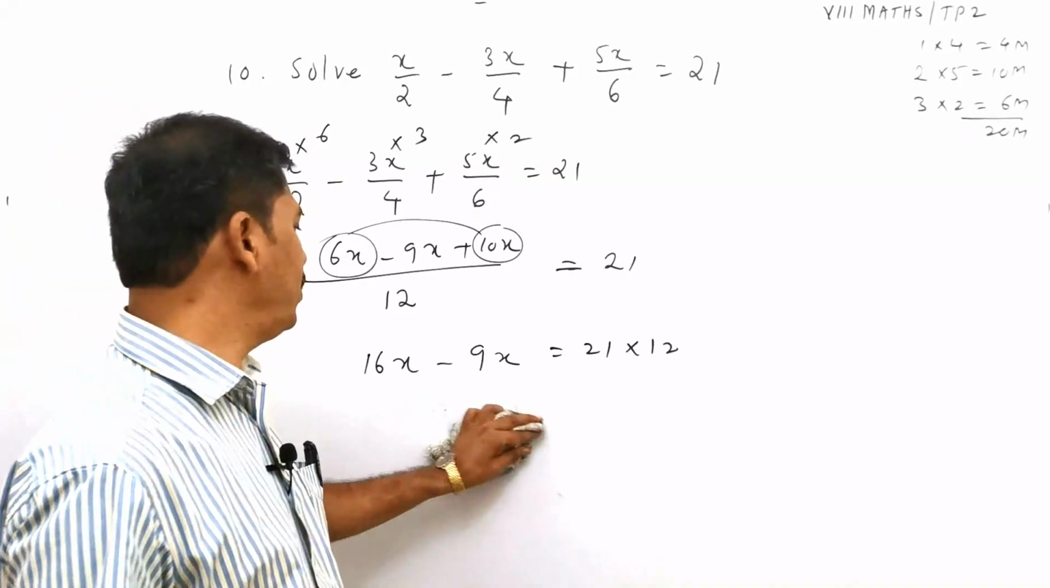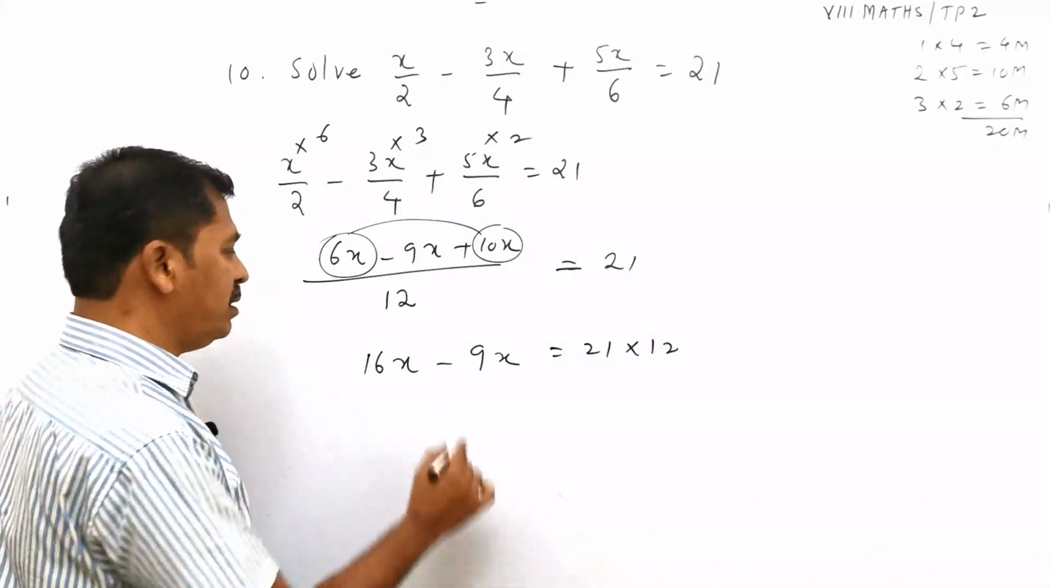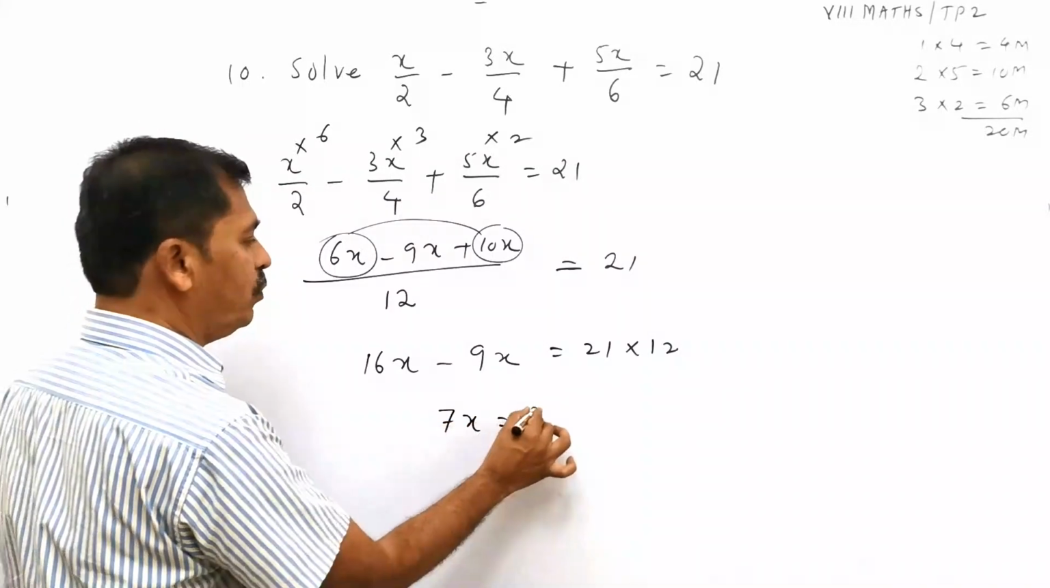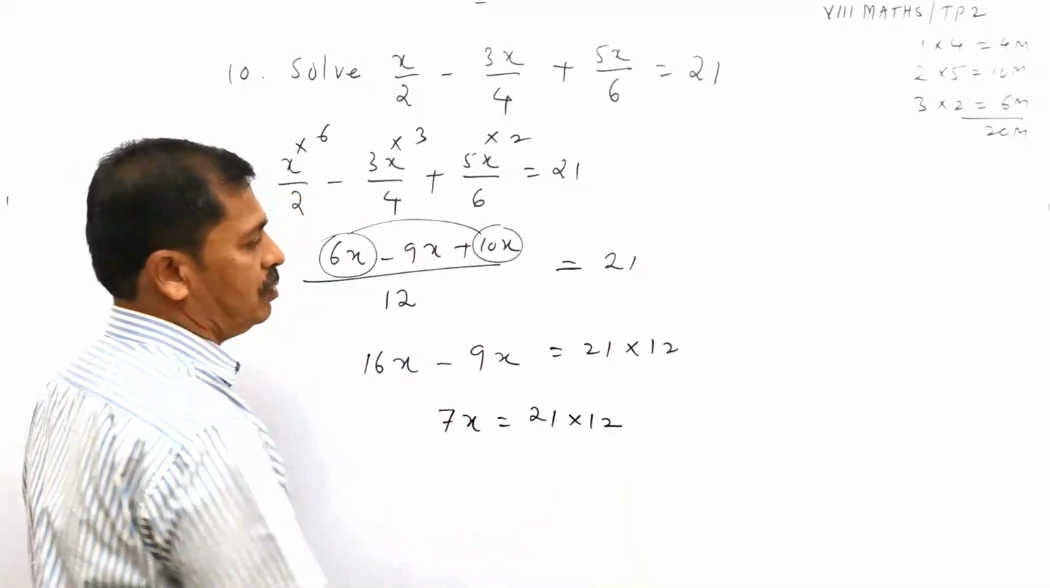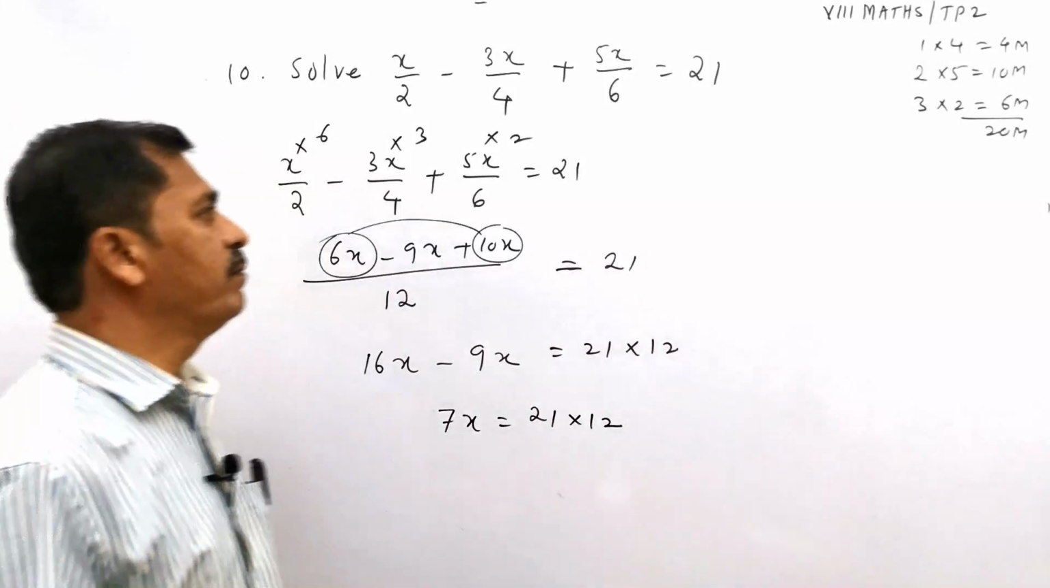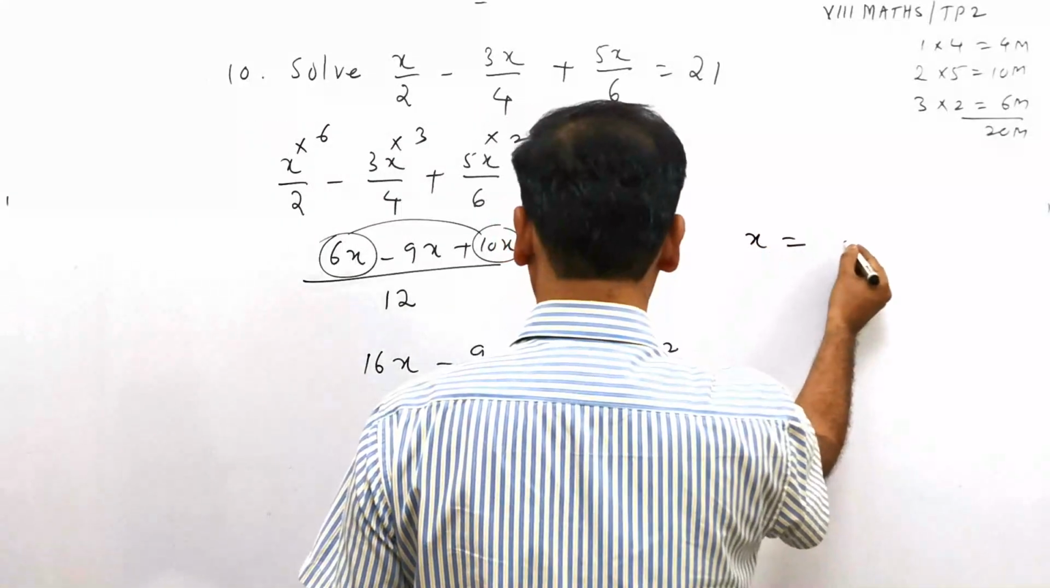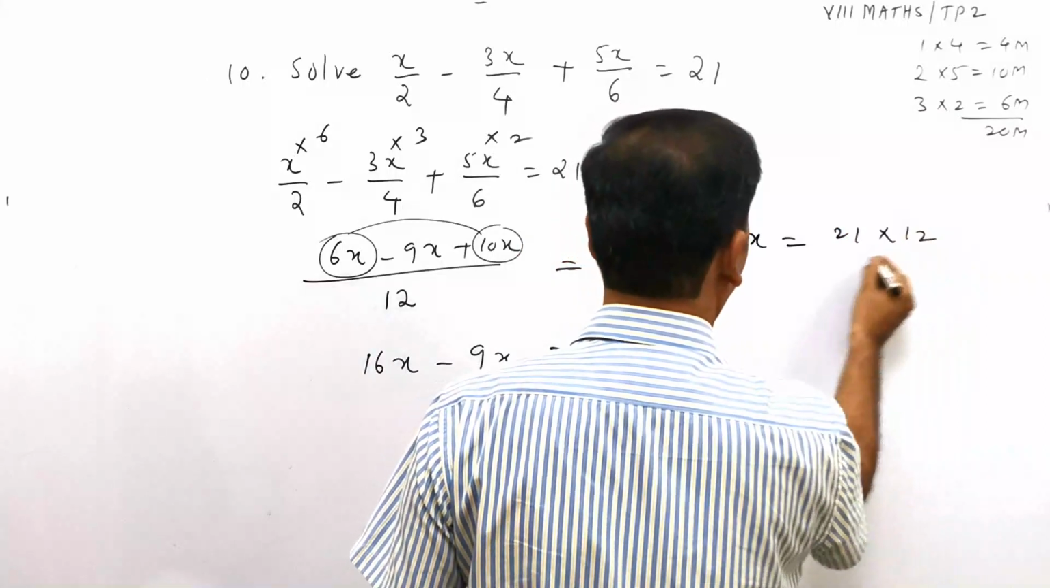16 minus 9 is 7, not 11. 16 minus 9 is 7. 7x is equal to 21 into 12. So x is equal to what you are getting? So x must be equal to 21 into 12 is there already.